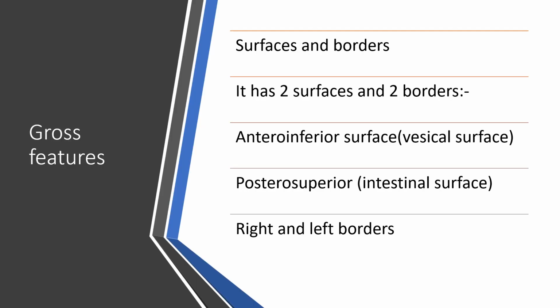So the gross features of the uterus. We have surfaces and borders of the uterus. It has two surfaces and two borders: anterior inferior surface, the vesical surface, and the posterior superior. Anterior inferior, posterior superior. It is very simple. And right and left border.